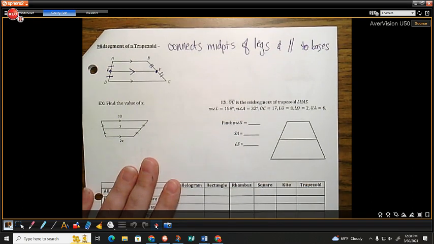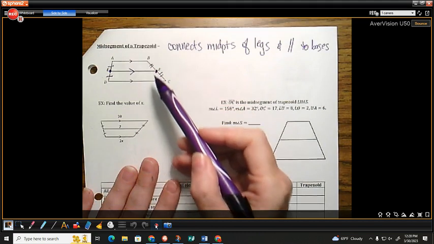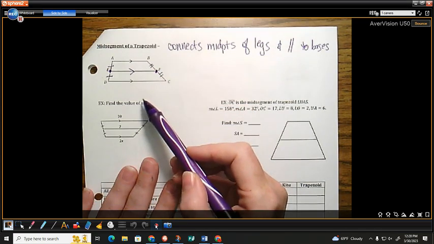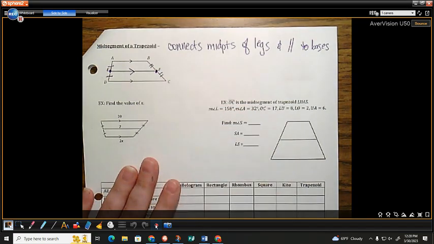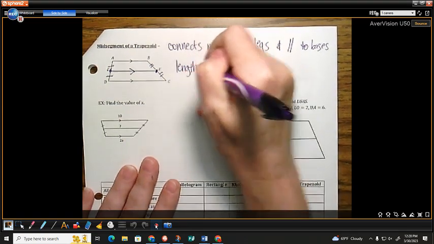Now, are our bases ever the same size? No. So one of them is going to be shorter, one of them is going to be longer, and if the mid-segment's in the middle, how could you figure out how long it is? I had to get it divide half. What's that called in math words? Averaging.